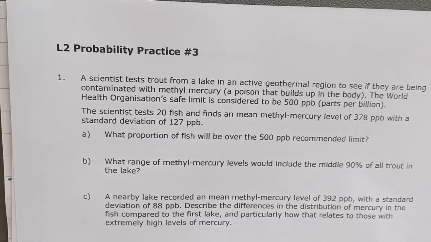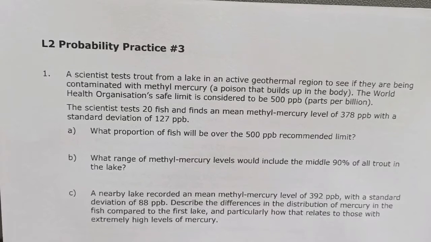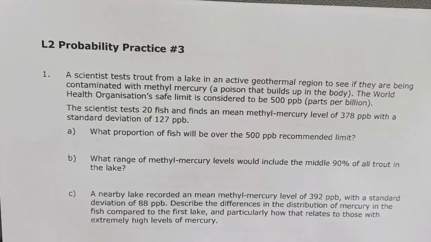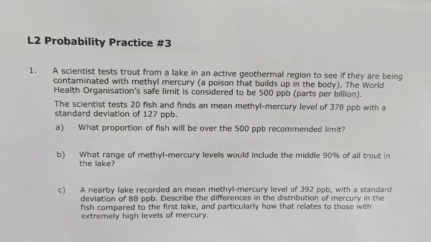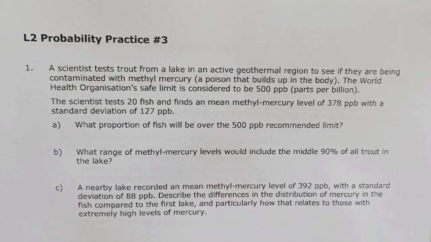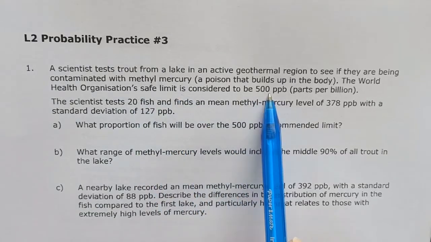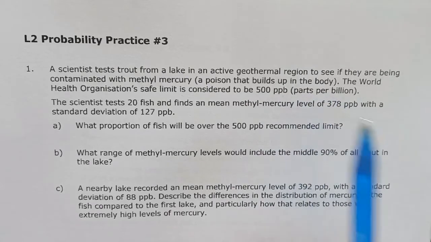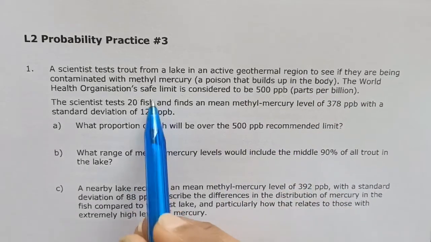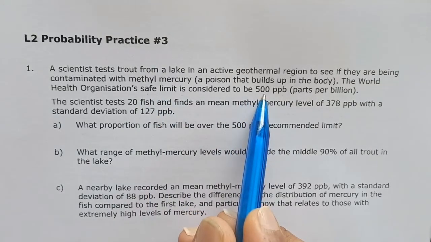This question says a scientist tests trout from a lake in an active geothermal region to see if they are being contaminated with methyl mercury, a poison that builds up in the body. The World Health Organization's safe limit is considered to be 500 ppb, which is parts per billion. Okay, so that's the safe limit. So anything more than that would be unsafe.